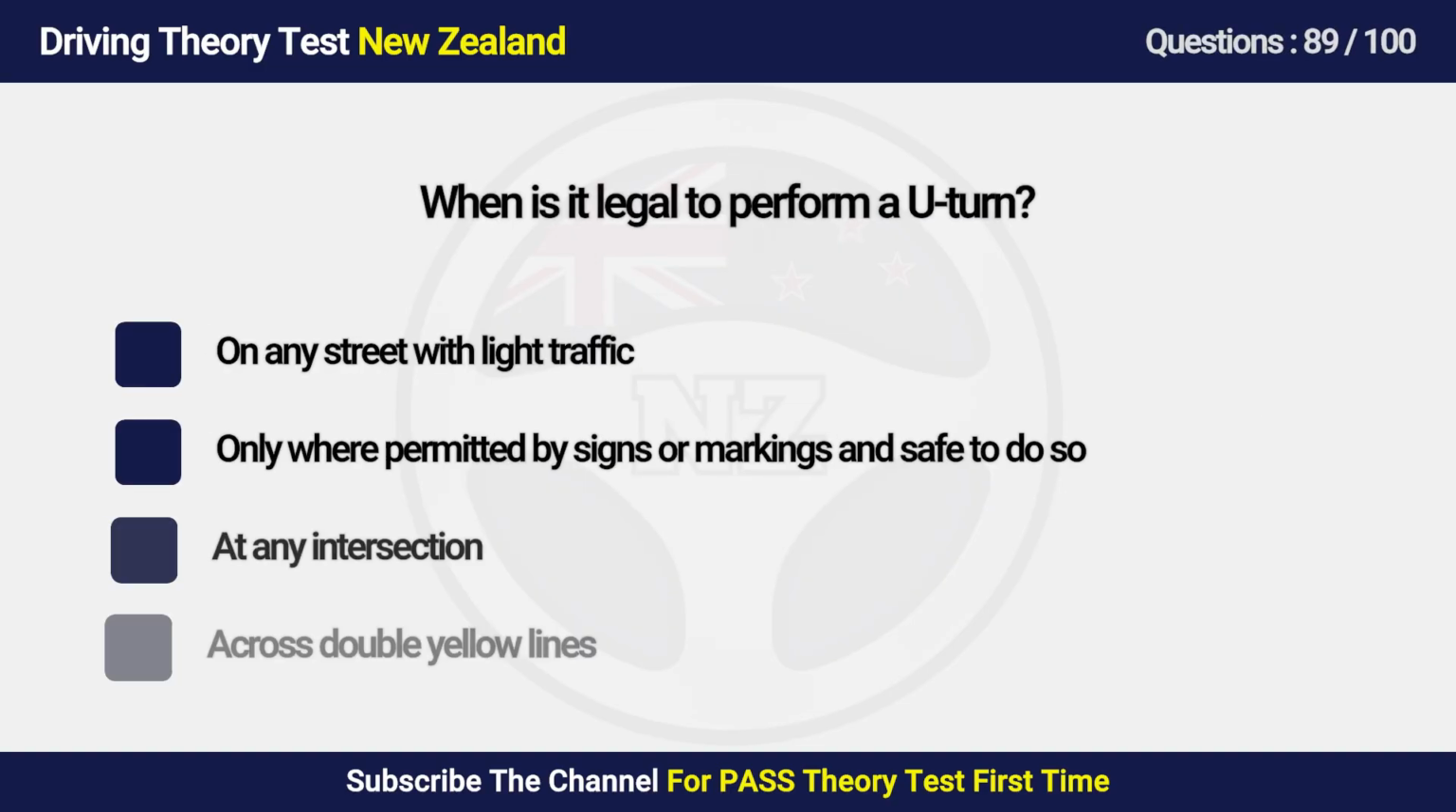Question 89. When is it legal to perform a U-turn? A. On any street with light traffic. B. Only where permitted by signs or markings and safe to do so. C. At any intersection. D. Across double yellow lines.